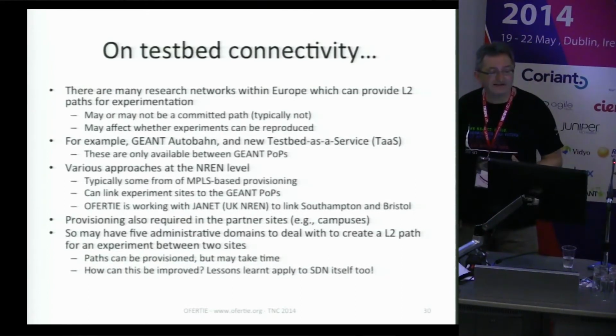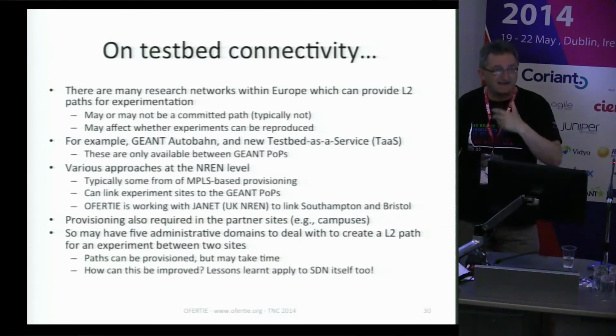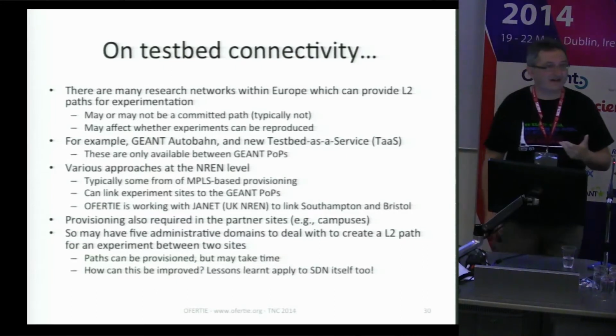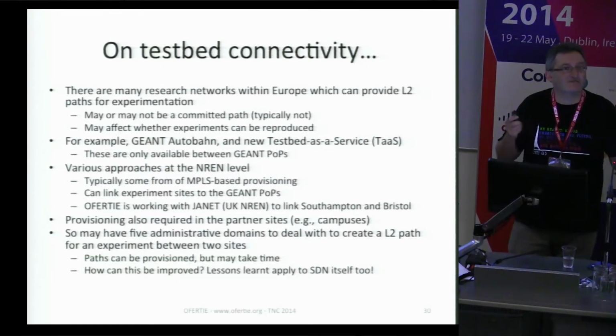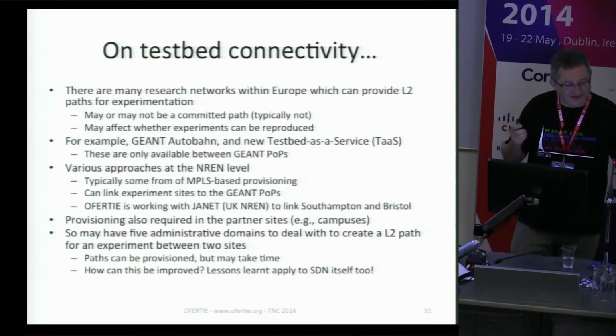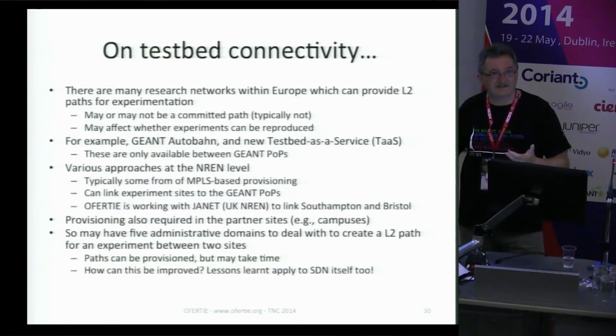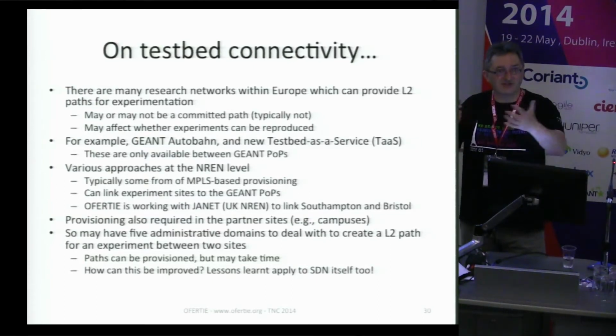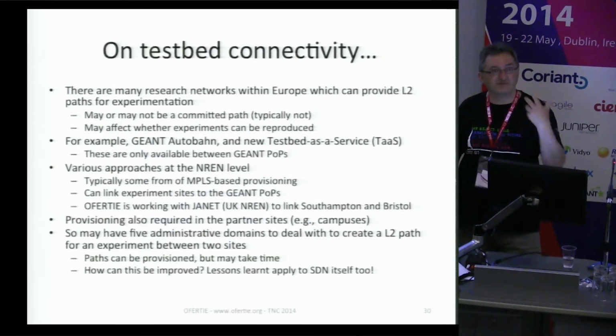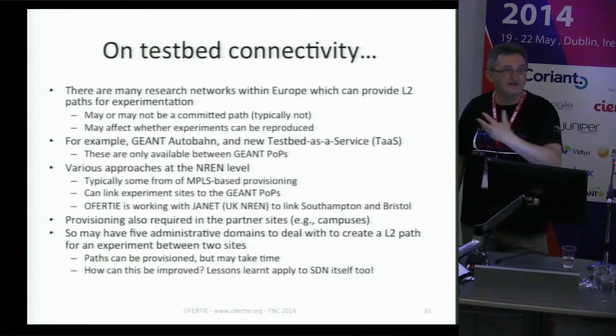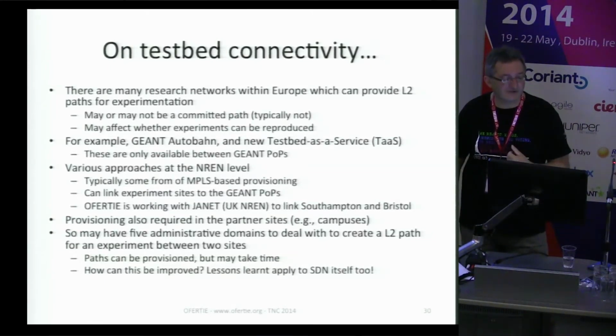And then finally, on testbed connectivity, how can we provide layer 2 testbed paths in a fairly dynamic way? Again, this has been mentioned before this week. At the Géant level, you have had services like Autobahn. You may have heard of the new Testbed as a Service. Those are great, but generally either between Géant POPs or certainly limited to the Géant points of presence.